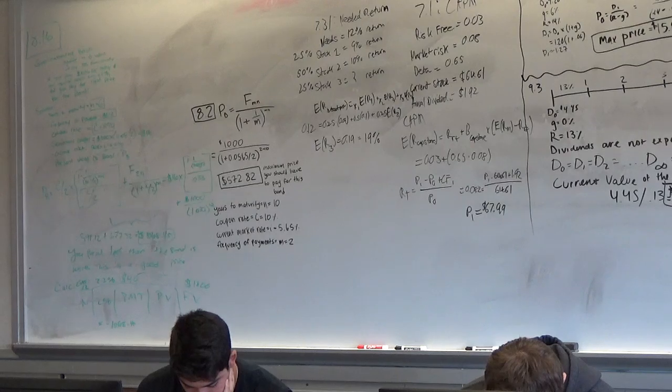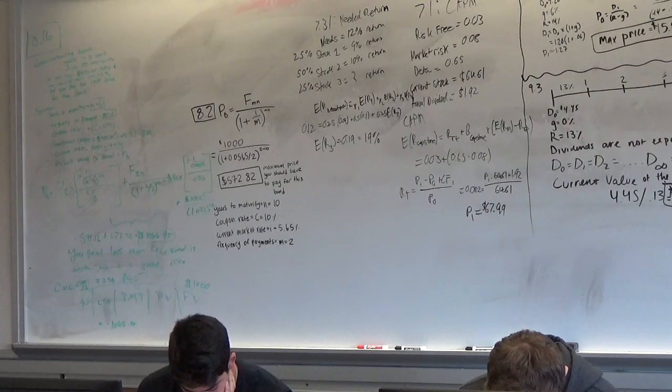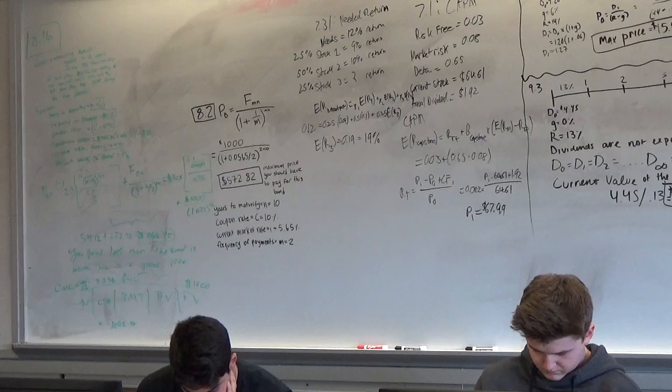You can do P0 equals D1 over R minus G equals E1 over R minus G, where E1 is the earnings per share next year. And then if you rearrange it, it's P0 over E1 equals 1 over R minus G. And this formula tells us that the P over E ratio is determined by both the risk of the dividend cash flows and the rate at which they're expected to grow.